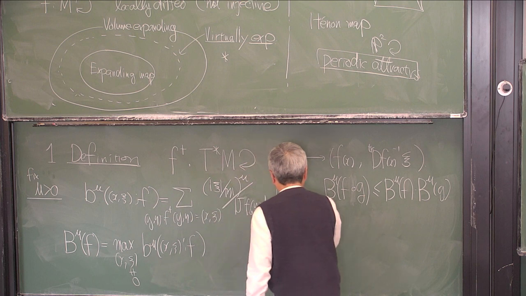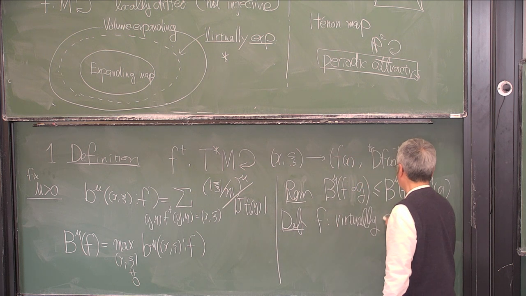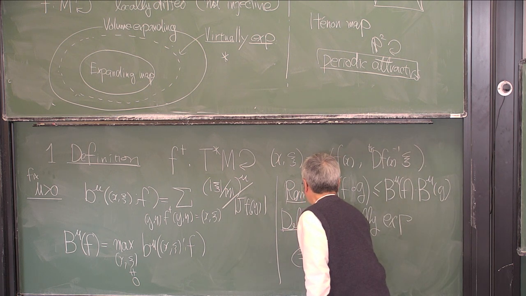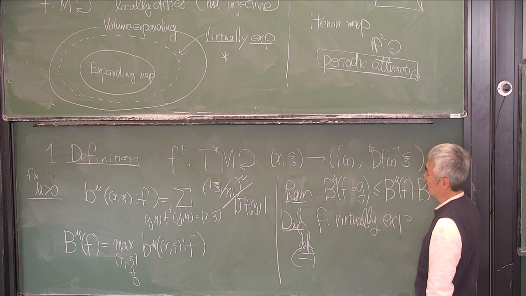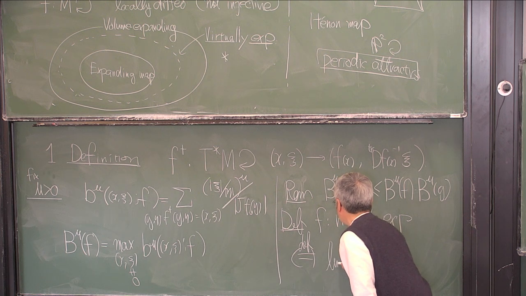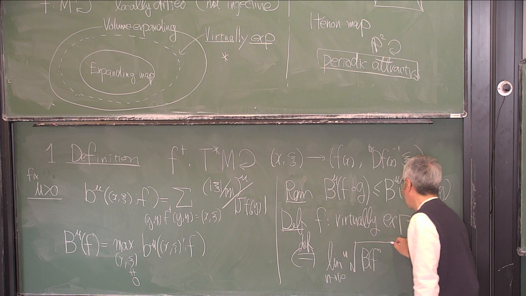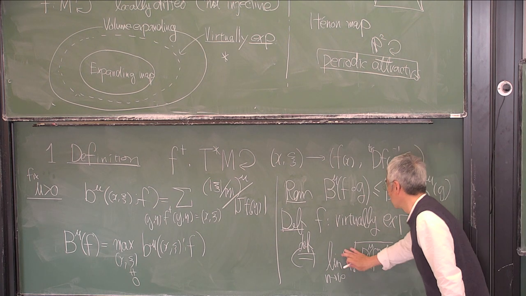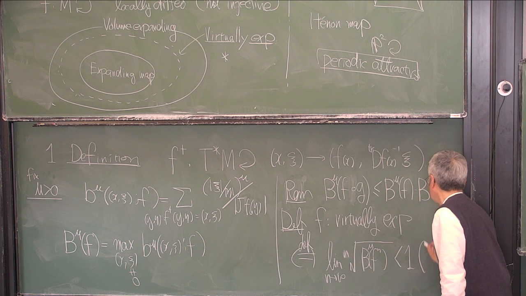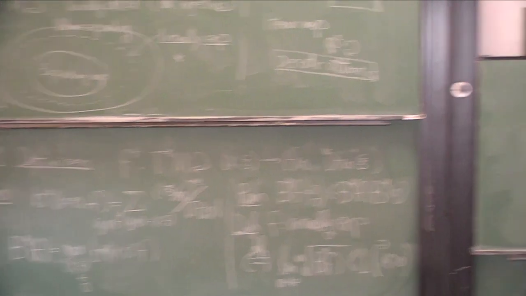Then, okay, definition. So F is arbitrary expanding if, okay, maybe we can say that if this is smaller than one, then arbitrary expanding, but then it depends on the metric. So in order to avoid this, maybe we can define that. So, by self-multiplicativity, this is converging, right? And then this is smaller than one for some mu bigger than mu. So this is the definition that if the original map is expanding, then this is the virtually expanding.